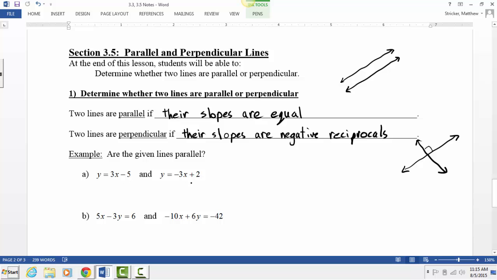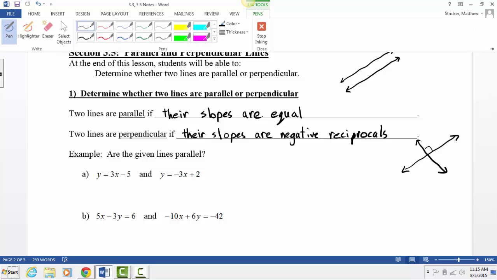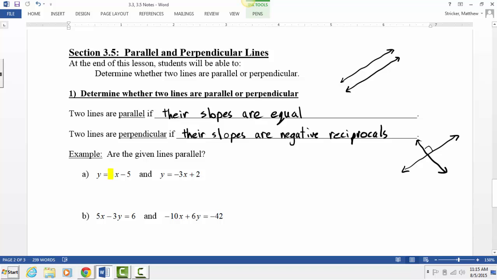If I look at these first two lines, we should be able to tell what the slope is. Remember, the slope is the m that comes in front of the x. So in the first line, the slope is 3. In the second line, it's -3. Are those slopes the same? Is 3 the same as -3? No, 3 is not equal to -3, so not parallel.